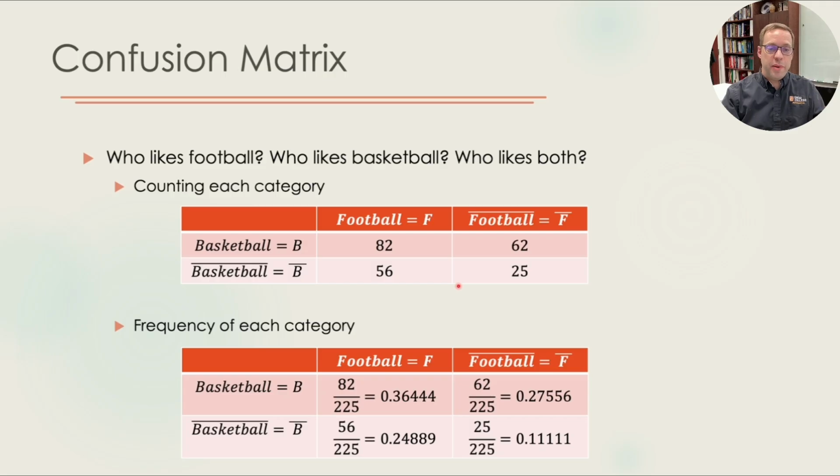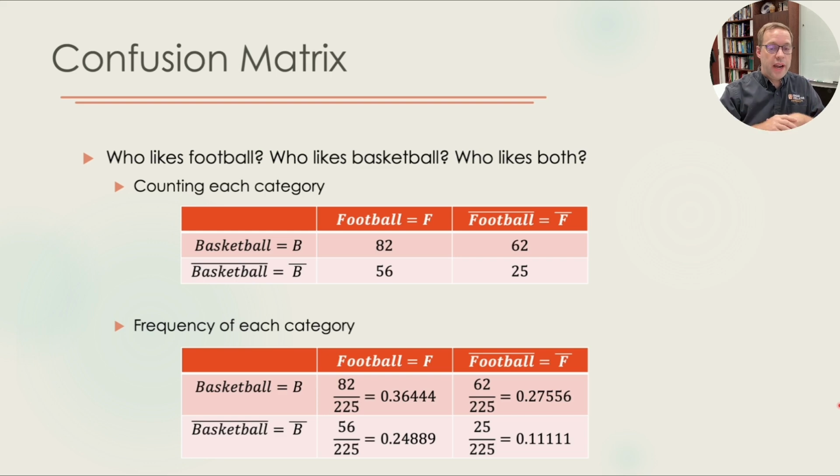But we could turn this into a probability, or probably a better term would be the relative frequency of each category. How do we do that? We take the total number of people. If we add up all four groups, we'll find that we have a total of 225 people. So we turn each of these numbers into a fraction. 82 out of the 225 people we sampled like both sports. That comes out to 0.36 or 36%. And we do that for each of the four different combined categories, and you've got yourself a relative frequency confusion matrix.